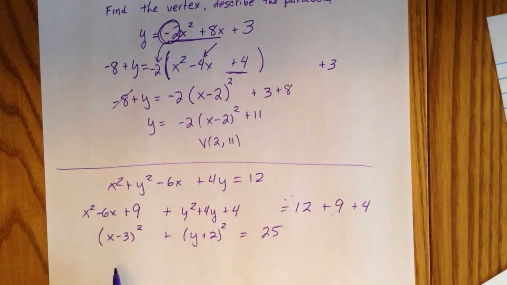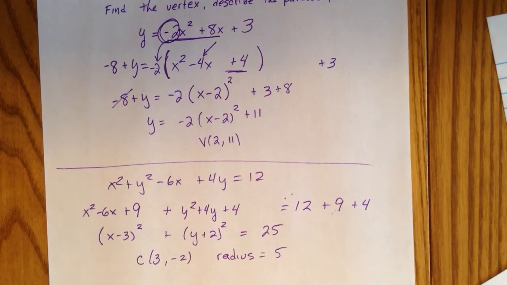Here's what I know. This is a circle. The center is at (3, -2), opposite on both of those. 25 is 5 squared, so the radius is 5. Enjoy.